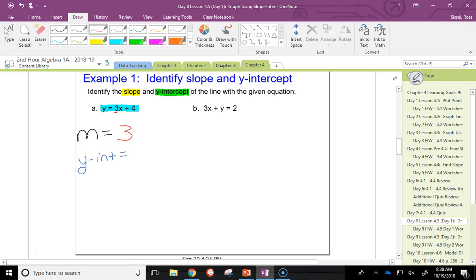Real quick, because I know this gets some people in trouble. We just said slope was rise over run. I only have one number here.